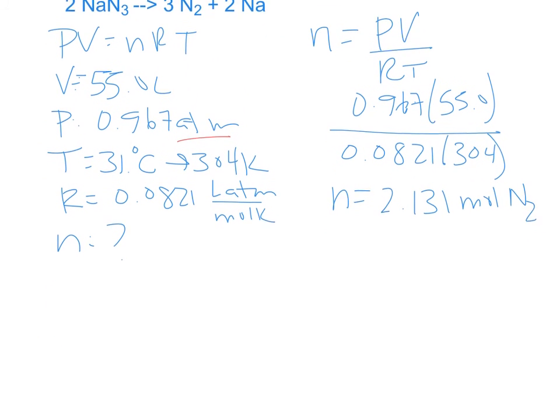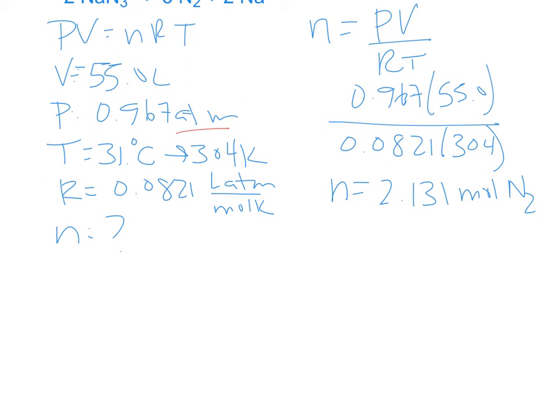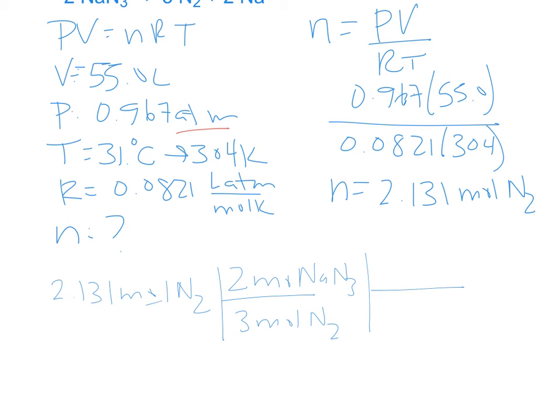So now the stoichiometry starts. I need to slide everything up. Can't really slide up anymore, so we'll just do it down here. We've just calculated that at these conditions, we need to produce 2.131 moles of nitrogen to inflate that airbag to 55 liters. To figure out the sodium azide required to produce that much nitrogen, if you remember from the equation above, for every 3 moles of nitrogen, we need 2 moles of sodium azide. Now my moles of nitrogen cancel.